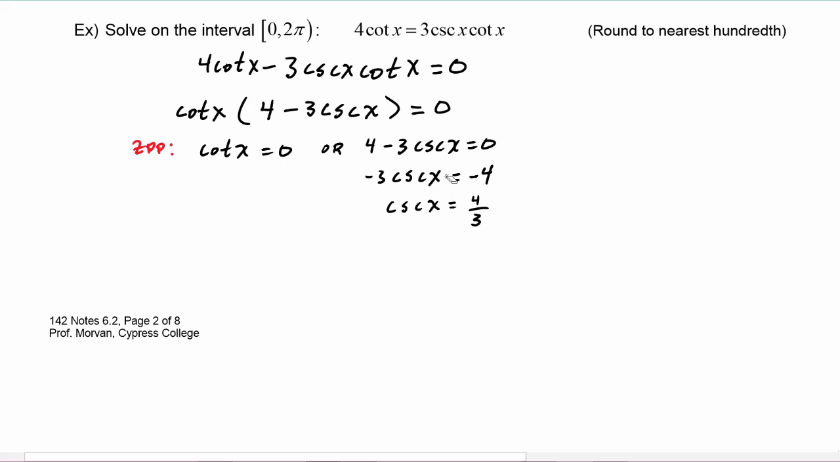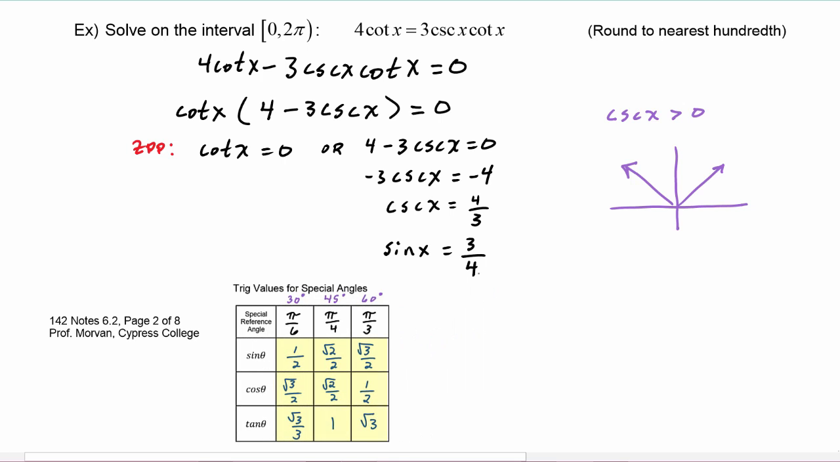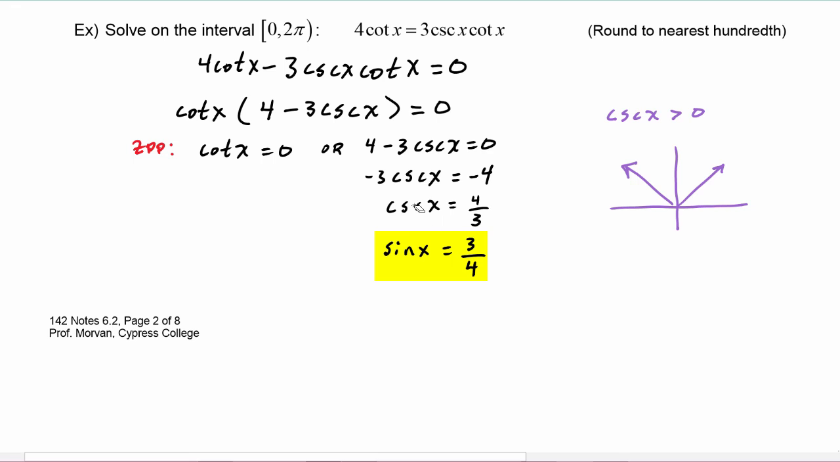Because the cosecant is positive, we know that that means we're going to be in quadrants 1 and 2. We will want to change this into sine of x. So if the cosecant is 4/3, then that means sine of x will have to be 3/4. Looking at our special angle chart, we see that this is not one of the values that we have, so we're going to be using our calculators. If sine of x is equal to 3/4, we know that means we can rewrite that as x equals sine inverse of 3/4.